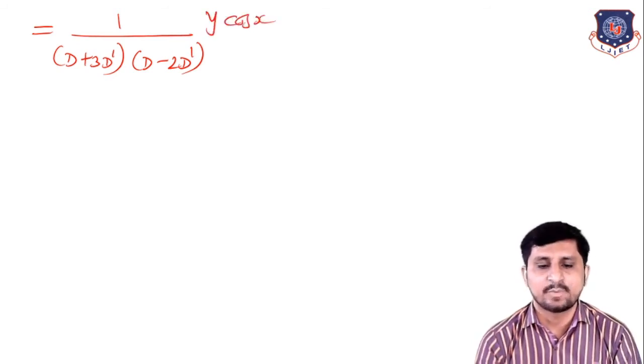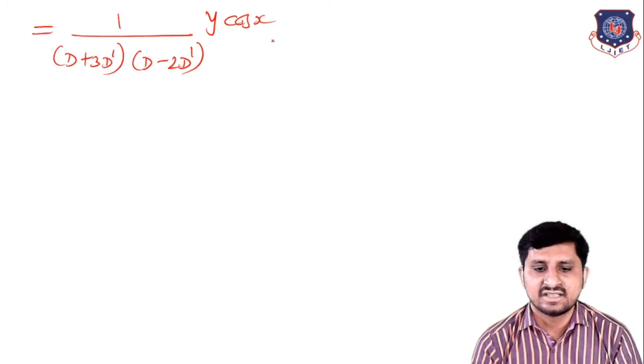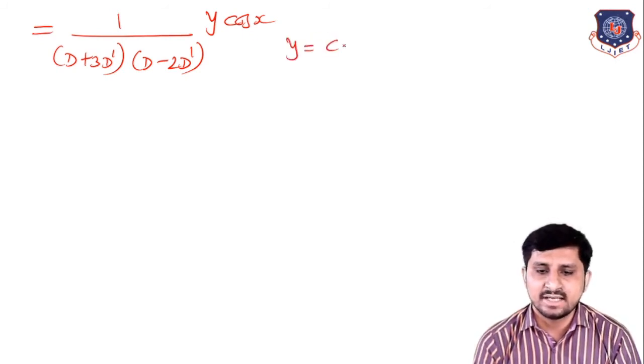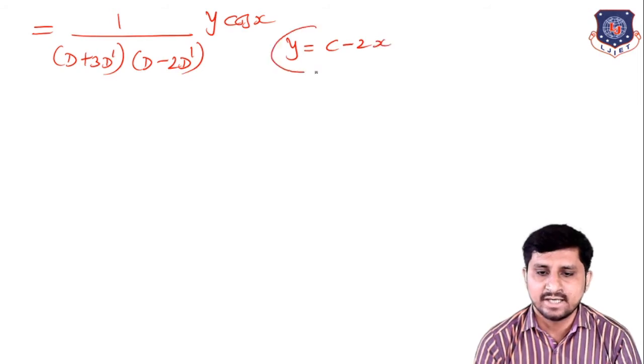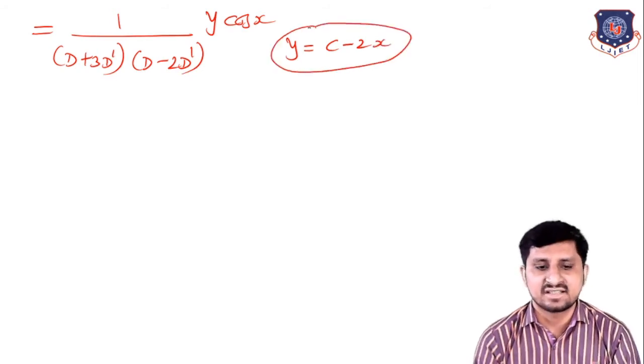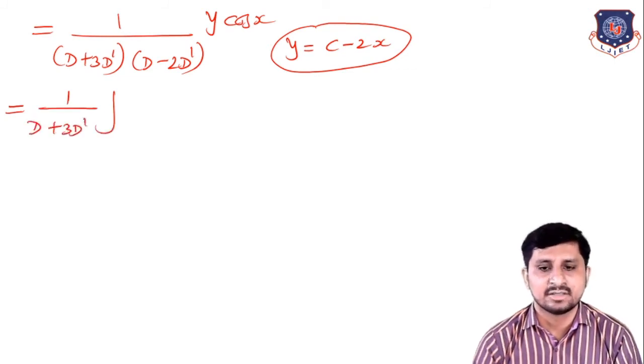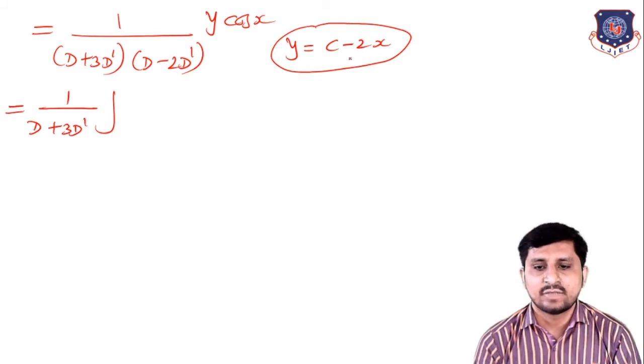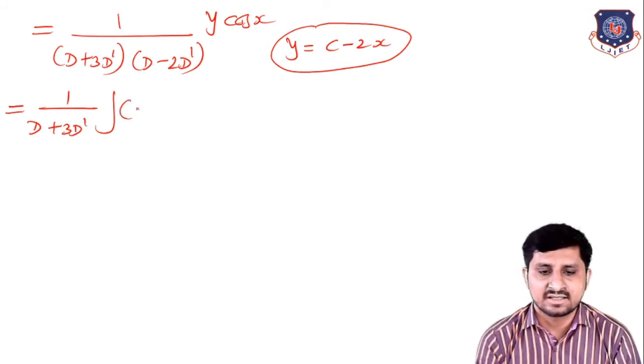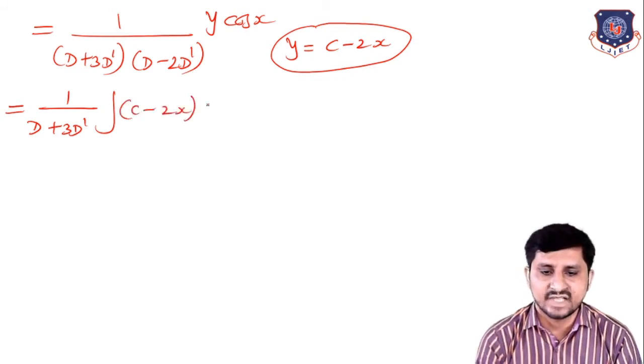Okay, so first I operate D minus 2D dash on this function. So I can take y is equal to c minus 2x. Okay, y is equal to c minus 2x. So this equal to 1 upon D plus 3D dash as it is, integration. Instead of y, I have to take c minus 2x. So c minus 2x into cos x dx.